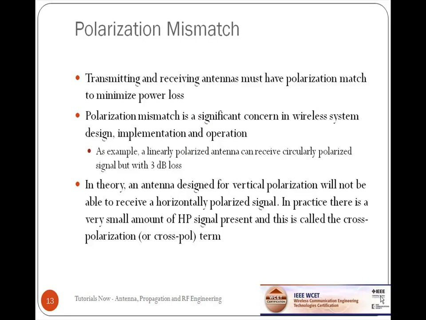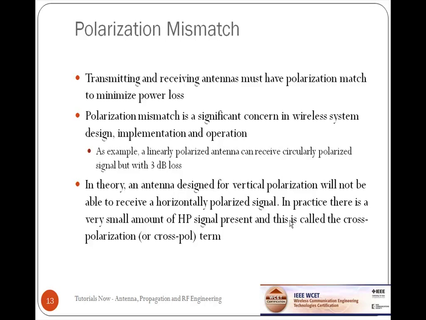Polarization mismatch. For maximum power transfer and signal reception, the transmitter antenna must be of the same polarization and orientation as the receiver antenna. If the transmitter is vertical, linearly polarized, the receiver must also be linearly polarized and oriented vertically. So polarization mismatch is a significant concern in wireless system design, implementation, and operation. For example, a linearly polarized antenna can receive a circularly polarized signal but with a 3 dB loss. Also, an antenna designed for vertical polarization will not be able to receive a horizontally polarized signal.